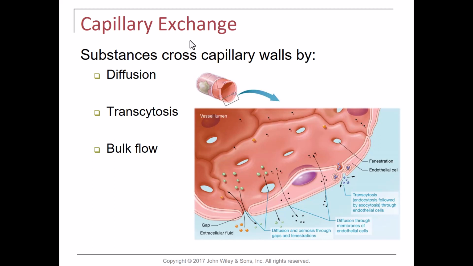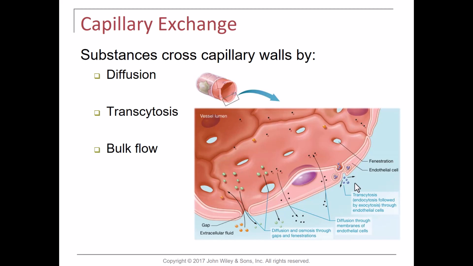The first is diffusion, and this means that things go down their concentration gradient through passive transport, diffusion, and osmosis through things like intracellular clefts or fenestrations, depending on the type of capillary that it is. Notice that we see over here transcytosis, which is where the cell makes vesicles to take things either into the cell, endocytosis, or out of the cell, and exocytosis, whenever it can't go through an intracellular cleft or fenestration.